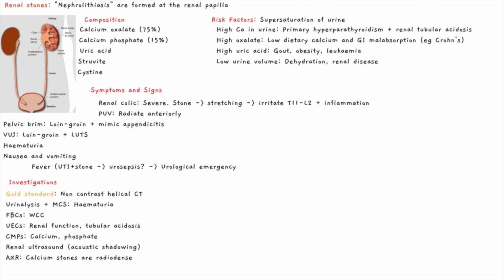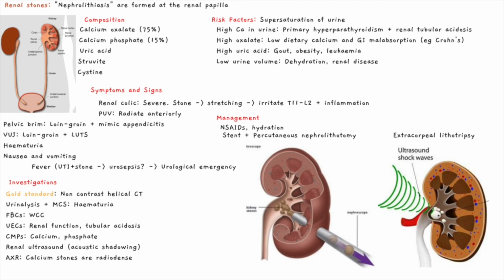The gold standard for diagnosing renal calculi is a non-contrast helical CT. Bedside investigations include urinalysis and MCS that may show hematuria or signs of infection. Labs include FBCs looking for elevated white cell count, UECs to determine renal function and assess tubular acidosis, CMPs to show calcium and phosphate, which can indicate the type of stone present. Finally, imaging includes renal ultrasound, which may show acoustic shadowing, and abdominal X-rays, which will show calcium stones as they are radiodense. Acute management will focus on analgesia with NSAIDs or opioids.